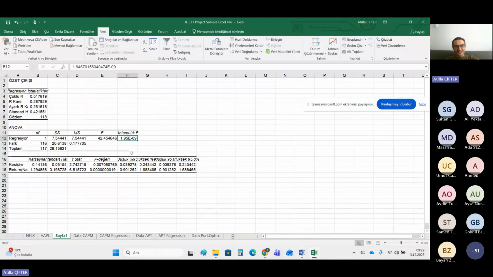And statistical significance here, as you can see, is the same as the individual stock because you have only one independent variable. So we will look at arbitrage pricing theory next.